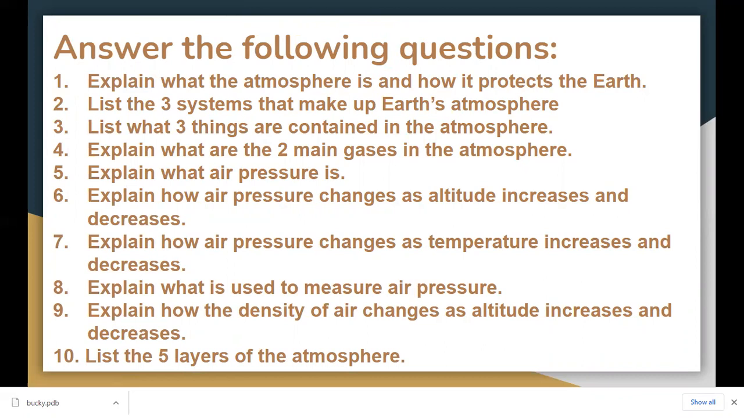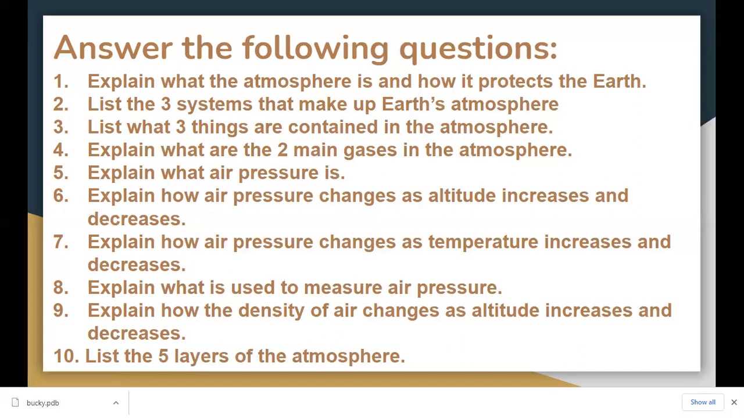Explain what the two main gases in the atmosphere are. Remember the two main gases? Nitrogen and oxygen. What is air pressure, right? It's the pressure of the air molecules pushing down on you. Explain how air pressure changes as altitude increases and decreases. So as you go up in altitude, what happens to air pressure? Decreases, right? And vice versa. Explain how air pressure changes as temperature increases and decreases. Explain what is used to measure air pressure. Explain how the density of air changes as altitude increases and decreases.